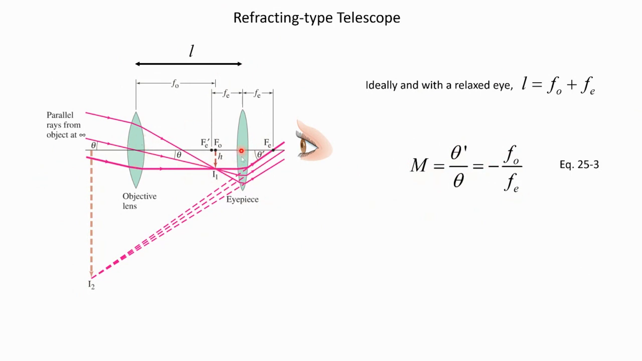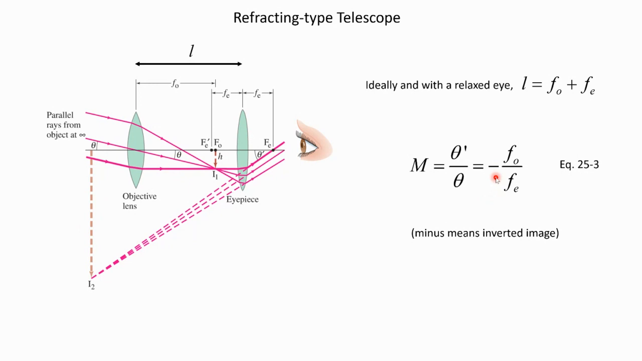It's not that hard to do. You look at this triangle here, and then that triangle there. But I'll spare you the details and just refer you to equation 25.3 in the book. So we'll use this, that the magnification is this. Notice that there's a minus sign in there. The minus sign is there because the image is upside down. The first image is created upside down. The eyepiece doesn't flip the image, so the overall thing is upside down. That's why there's a minus sign.